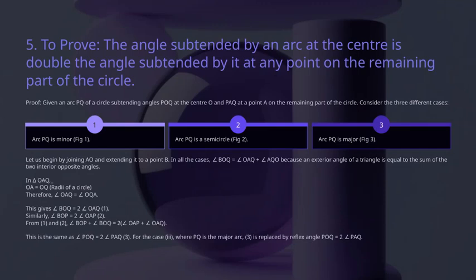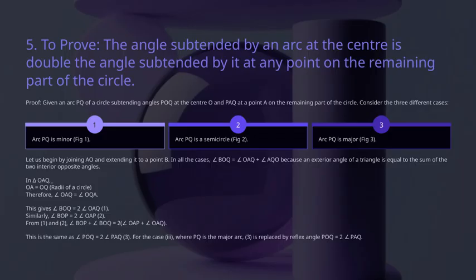Let's explore the proof that the angle subtended by an arc at the center of a circle is twice the angle subtended at any point on the remaining part of the circle. We start by considering an arc PQ of a circle, which subtends an angle POQ at the center O, and an angle PAQ at a point A on the remaining part of the circle. Now, we will analyze three different cases based on the size of arc PQ.